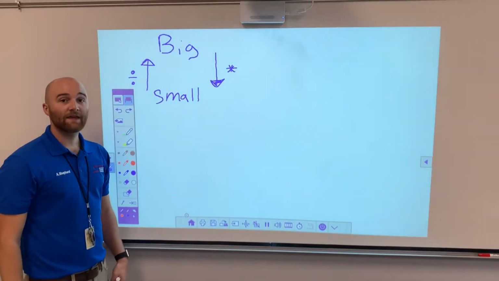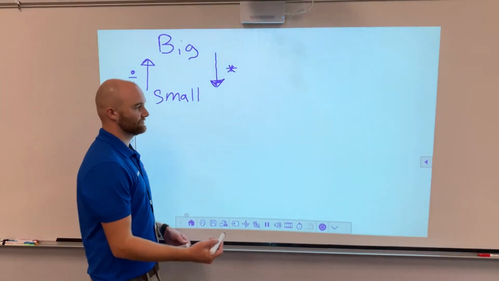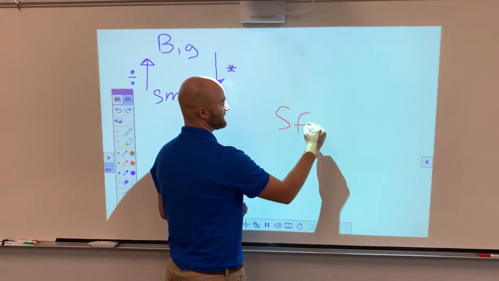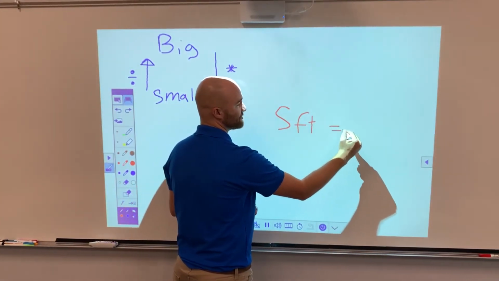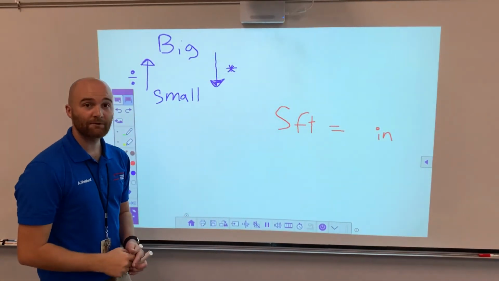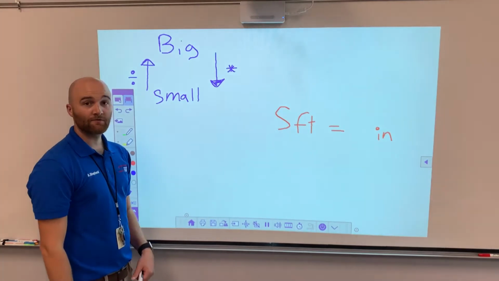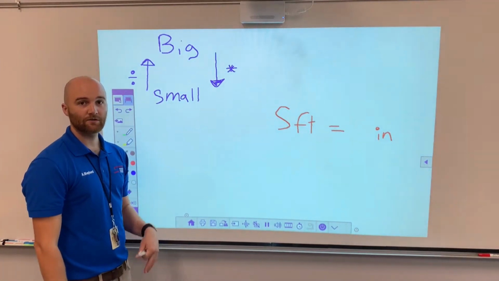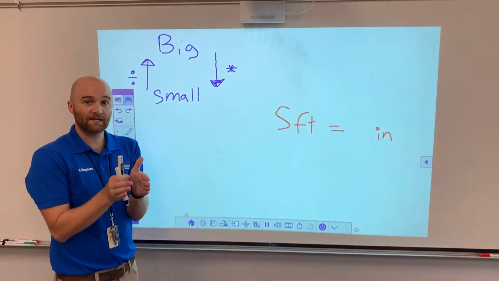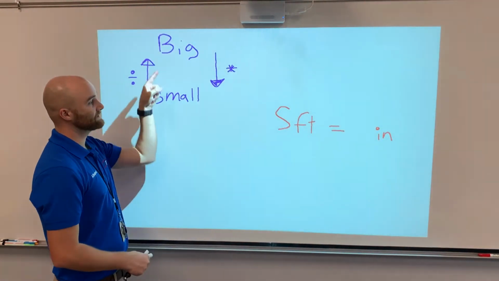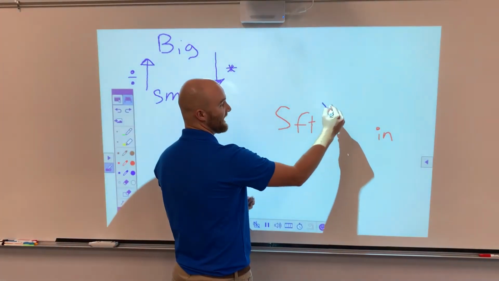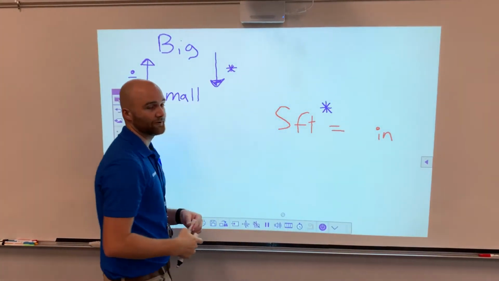Let's say that I wanted to change, let's go with 5 feet into inches. The first thing that I would do is figure out, am I going from a big unit to a small unit or a small unit to a big unit? Since a foot is bigger than an inch, I'm going from big to small, which means I'm going to multiply. So it will be 5 times some number.